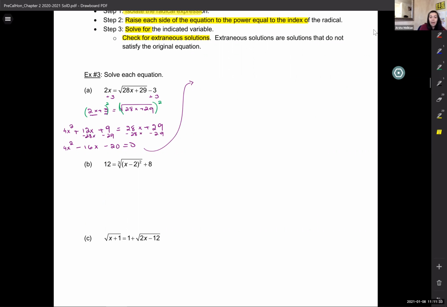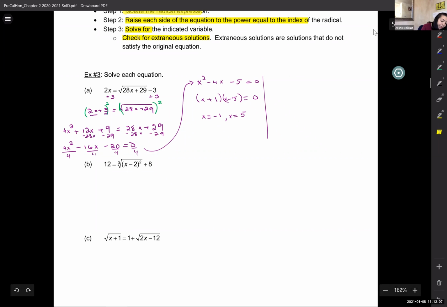All right. I need to factor out a 4. Actually, rather than factoring out, I'm just going to divide everything by 4. So I'm going to get x squared minus 4x minus 5 is equal to 0. Factor: x minus 5, x plus 1. And so finally, I get x equals negative 1 and x equals positive 5.